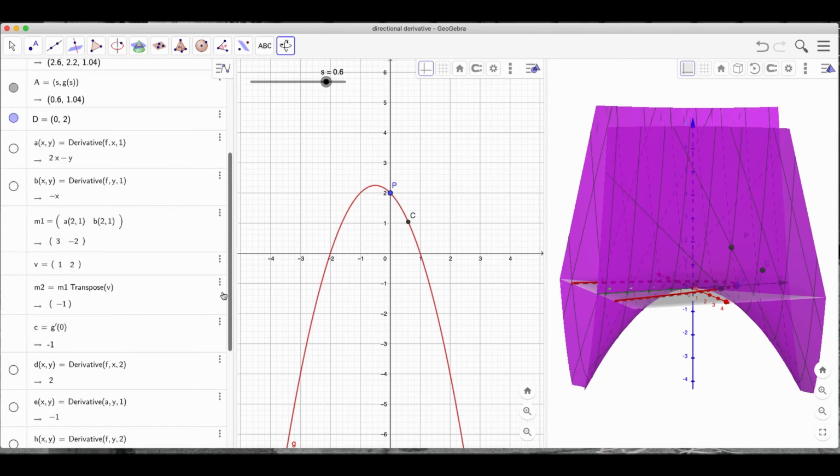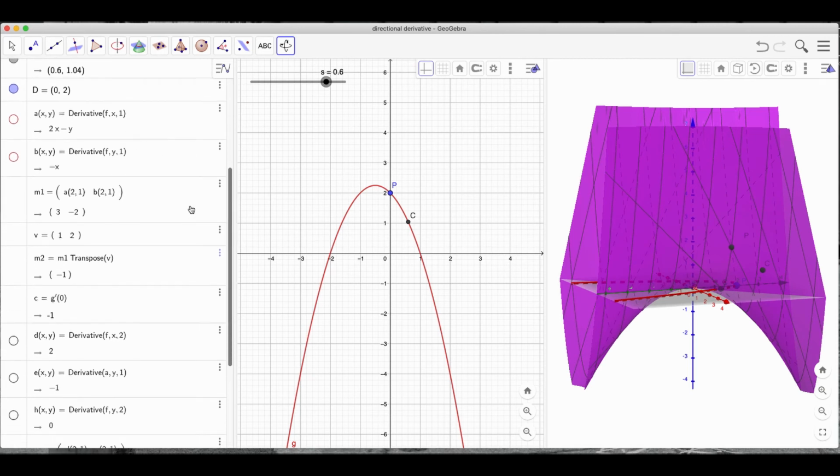Let's see. First, let's compute the partial derivative with respect to x. It is this one here. And then with respect to y, this one here, these two here. And let's construct M1, as you can see on the left. M1 is the gradient. V is our vector, and the directional derivative will be the product of the gradient M1 times the direction (1, 2), which we put transposed. We get minus 1 here. But if we look at the derivative of g at 0, it's also minus 1.